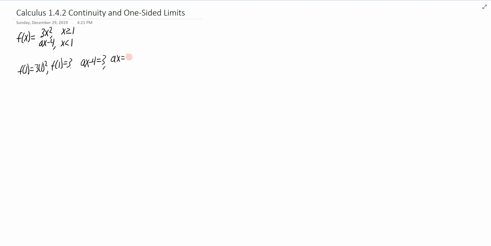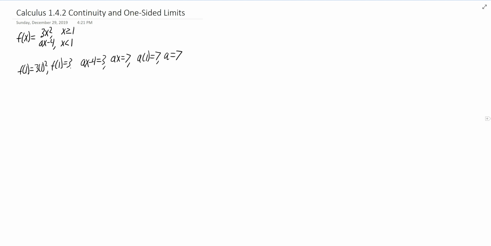And from here, all that we got to say is then we know that we're looking when x equals 1, because that's where our meeting point is. So all that we got to do is say we have a times 1 equals 7, so then a equals 7. And there we go. We figured out that, hey, we got to look when a is equal to 7.